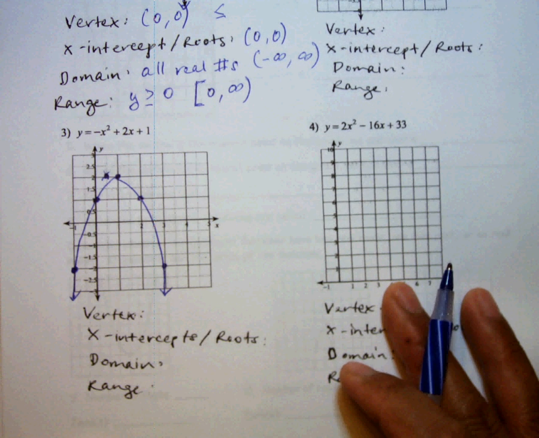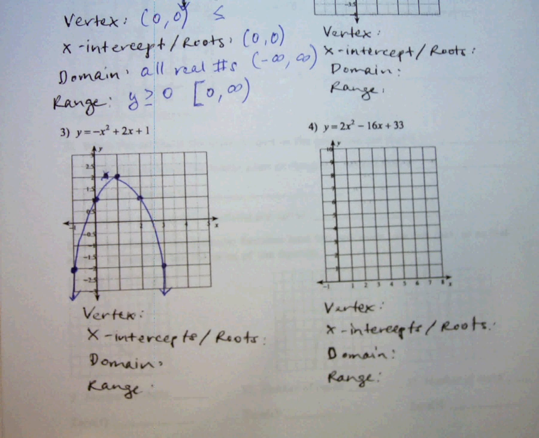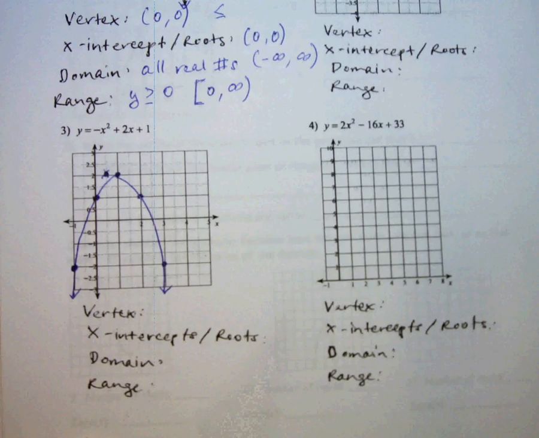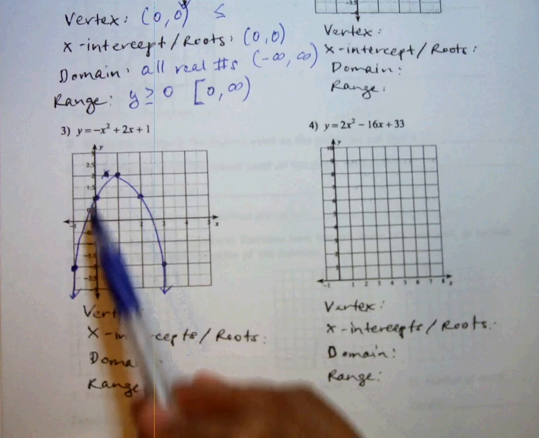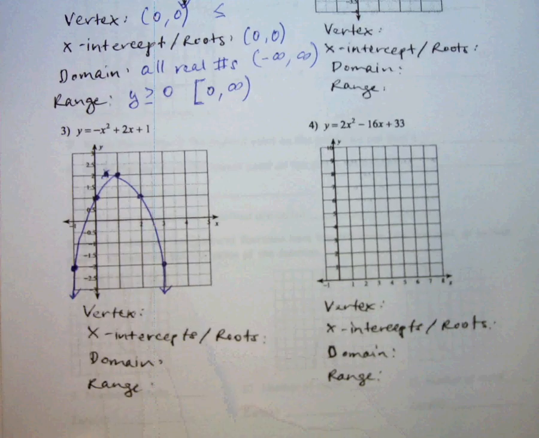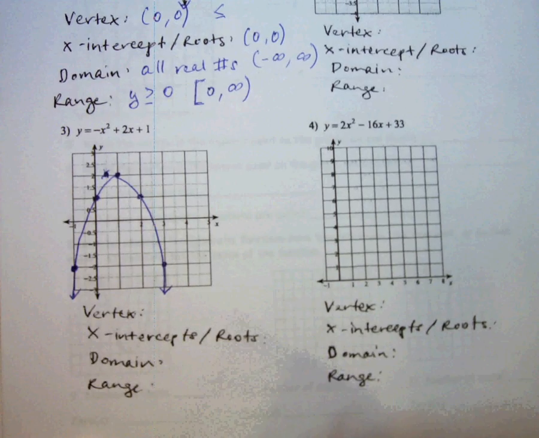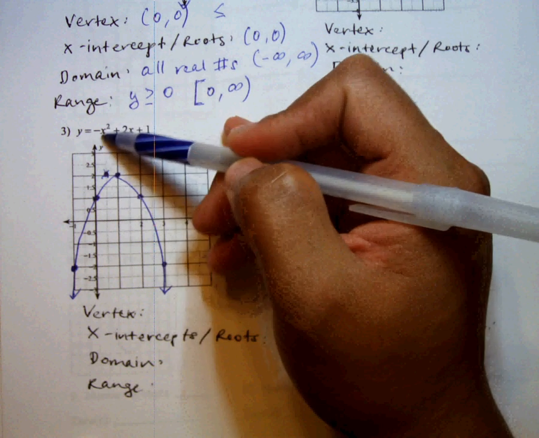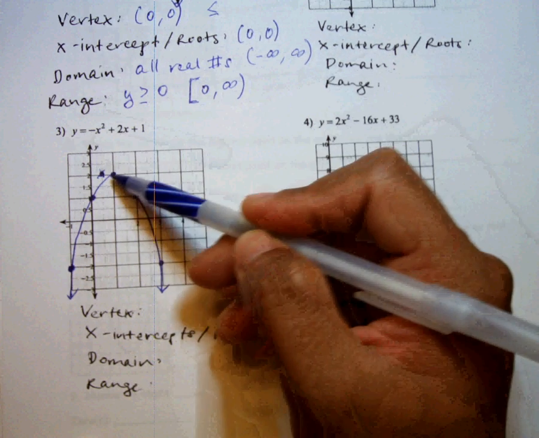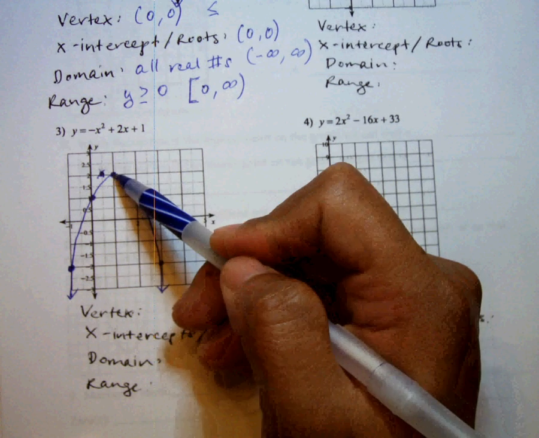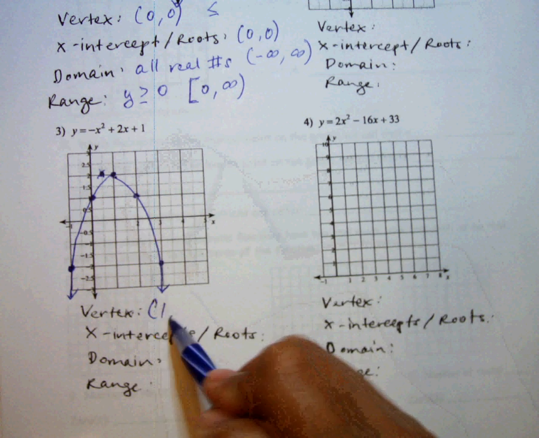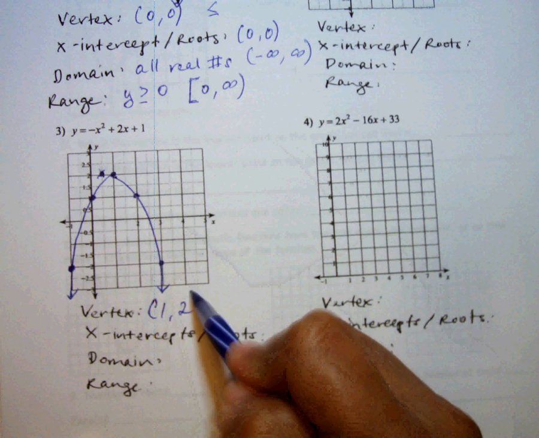All right. So if that is the case, once I draw it, what will be my vertex? Well, my vertex is the highest point in the graph here. Why is it opening down? Correct. Because my leading coefficient here is a negative. If it's a negative, that means it's going to open down. My vertex is the highest point in the graph, which is going to be 1, comma, 2.